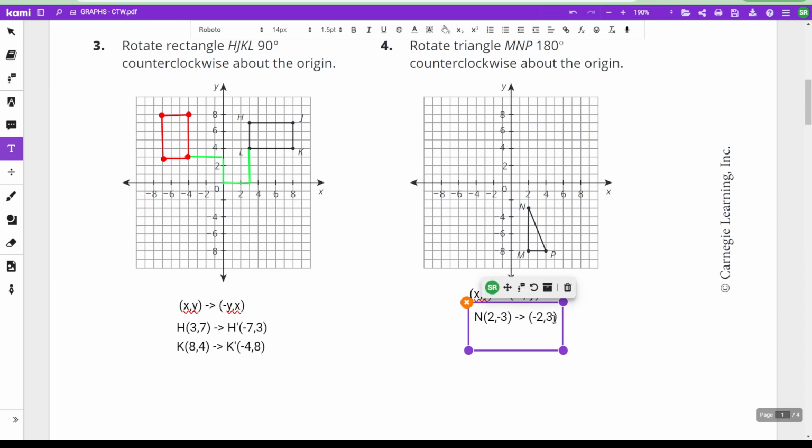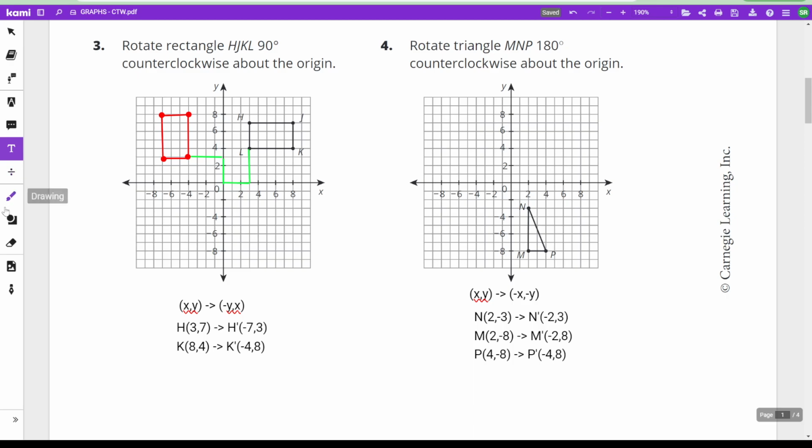Let's continue. M is going to be located at 2, negative 8. So M prime, and I should be labeling these, is going to be located at negative 2, positive 8. And P is located at 4, negative 8. And so P prime is going to be the negative of those two values. And so we just flip the signs, which is going to be negative 4, positive 8.